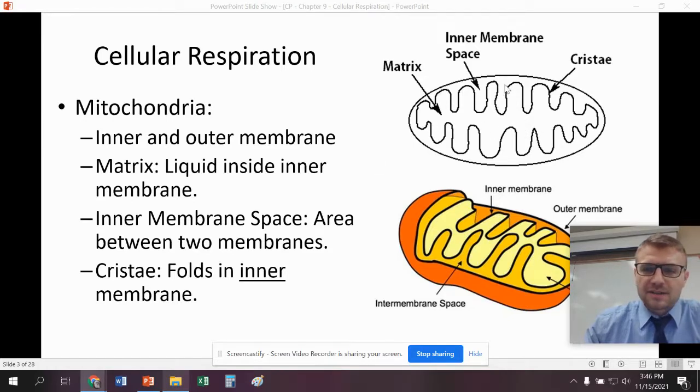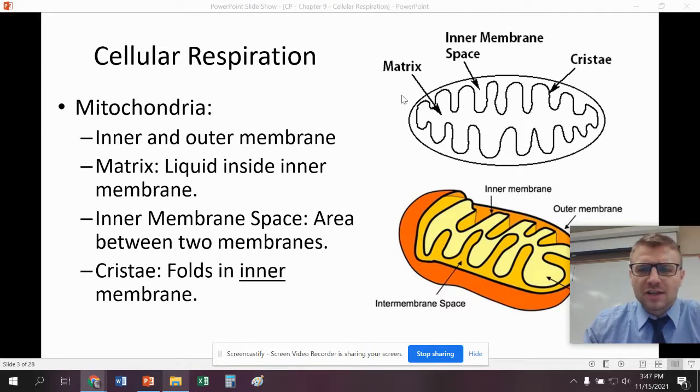The inner membrane space, this is the area between these two membranes. It's called the inner membrane space. Specifically, this is where we're going to build up hydrogen ions later on. And cristae, these are folds within the inner membrane. This increases surface area of the inner membrane. So you can see here all these little indentations. We have these folds. This increases surface area.